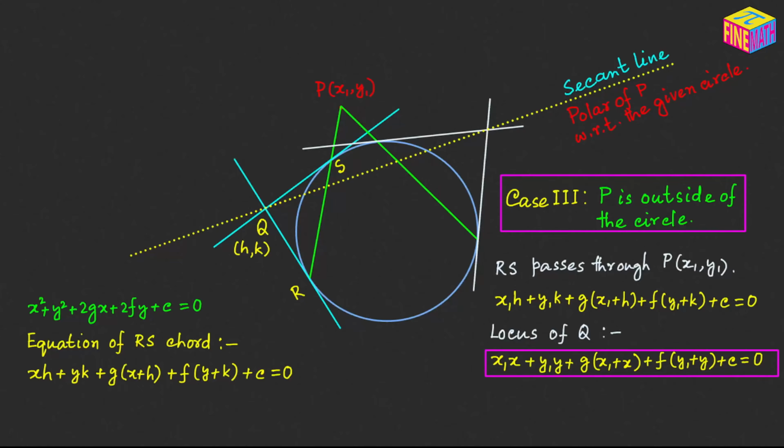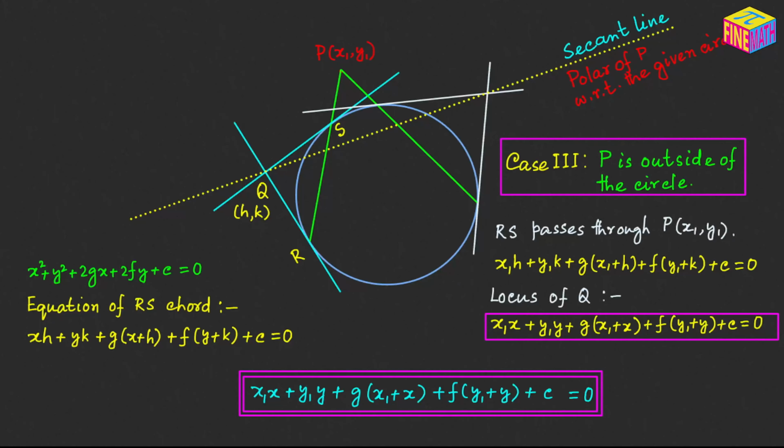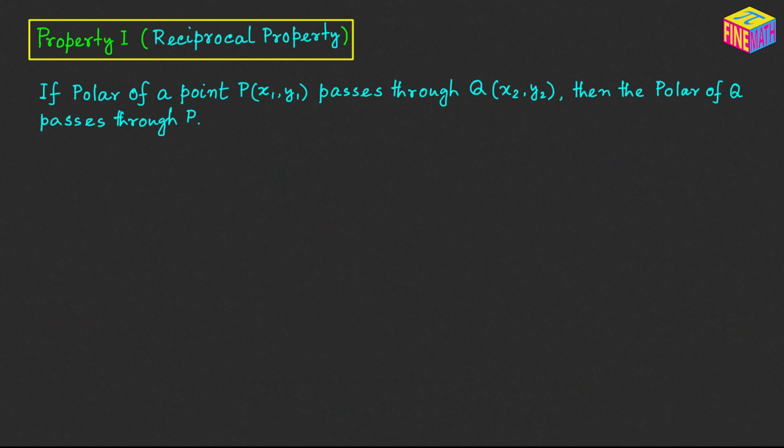So then in general, the equation of polar for a given point with respect to a given circle is like this. I hope the derivation of the equation of polar made sense. Next, we are going to talk about a couple of properties of pole and polar. The first property that we are going to discuss is the reciprocal property.